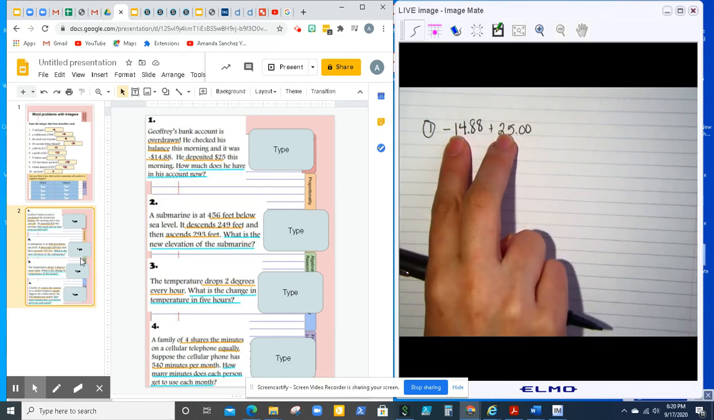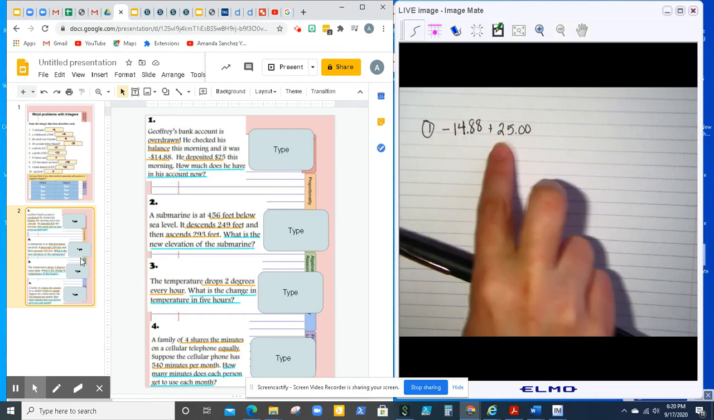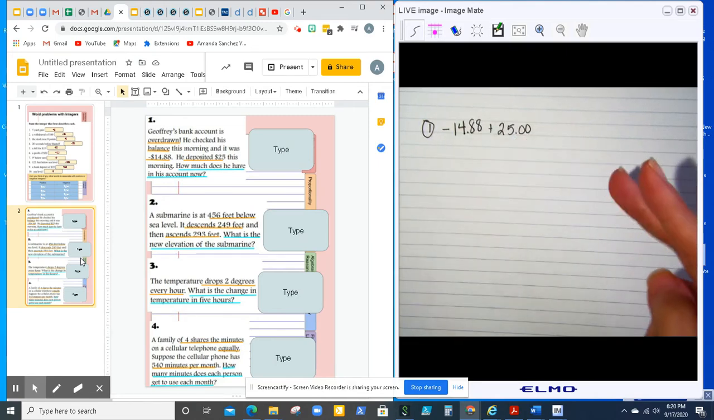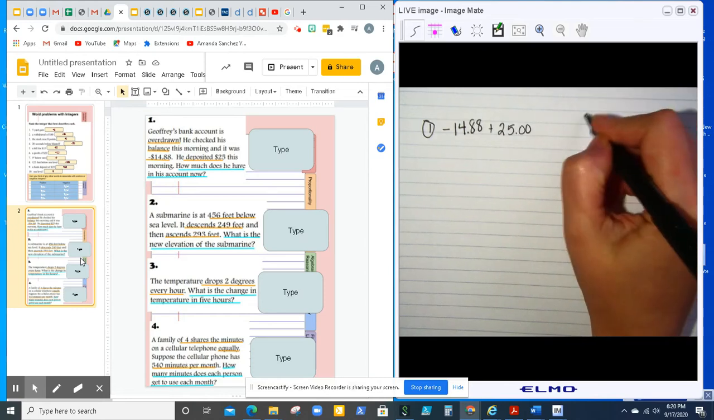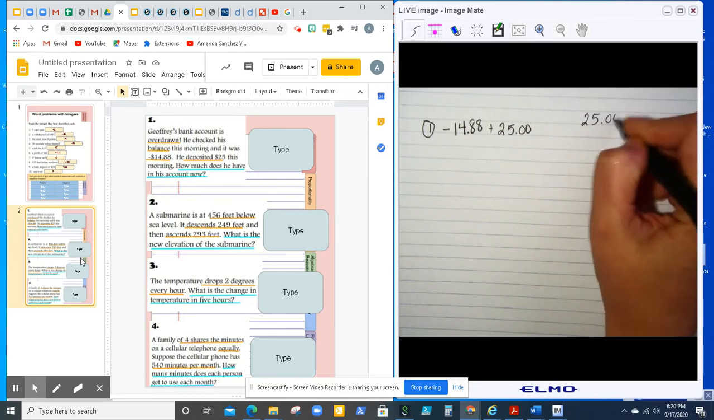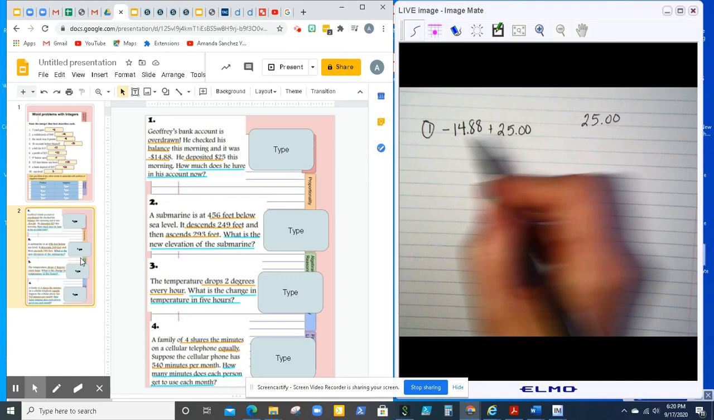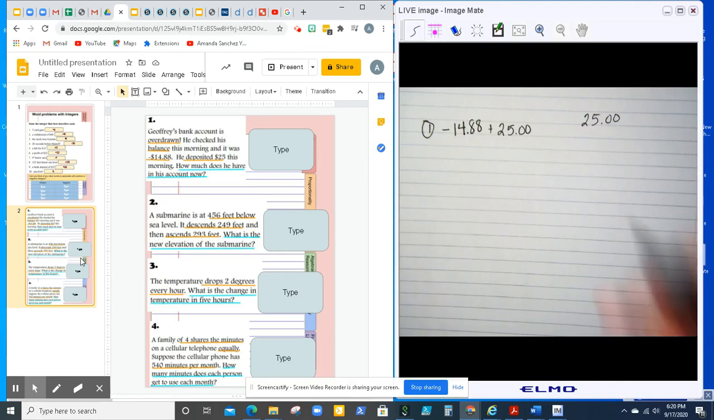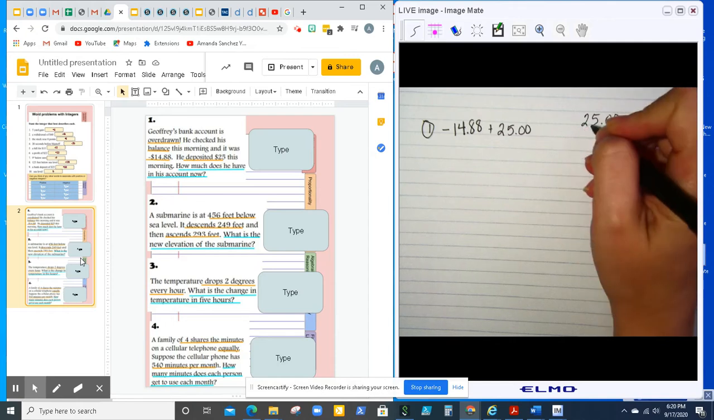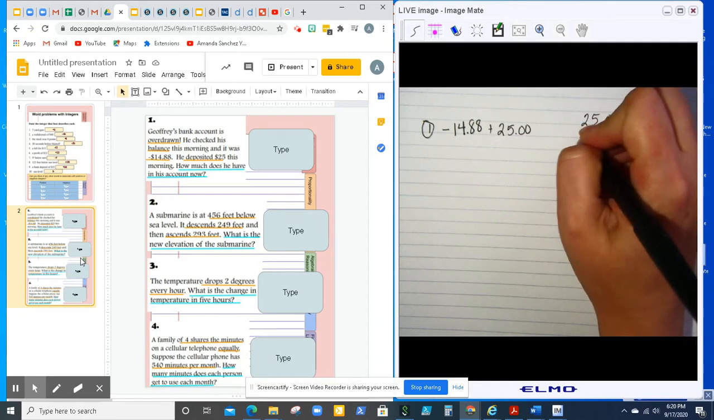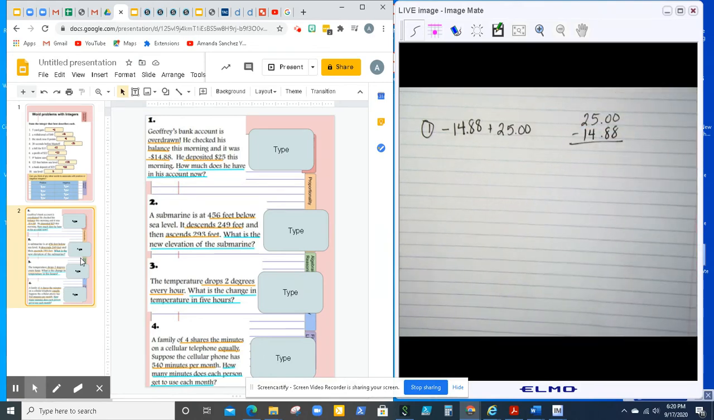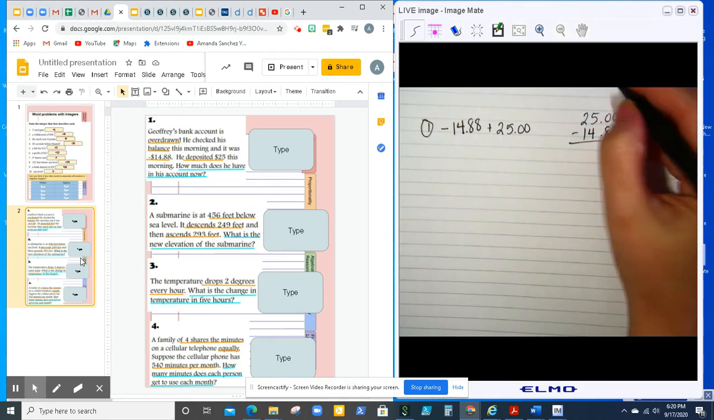So think about the rules of integers. You have negatives, you have positives. The signs are different. You're going to subtract. So I'm going to put my 25 on top because yes, you're taking away this from the 14, but you can't do that. You have to have the 25 on top. And then whatever your answer is, that's where you figure out what your sign's going to be. So 14.88. All right, go ahead and start subtracting.